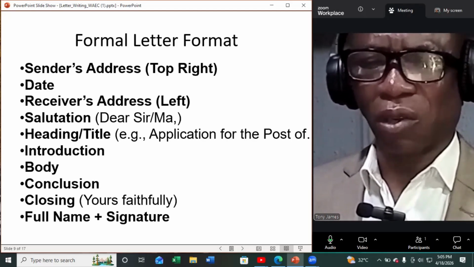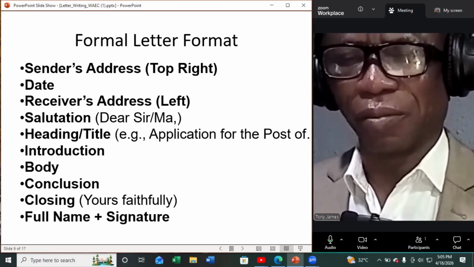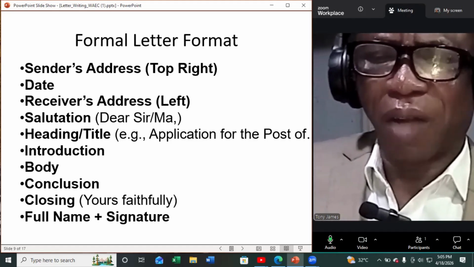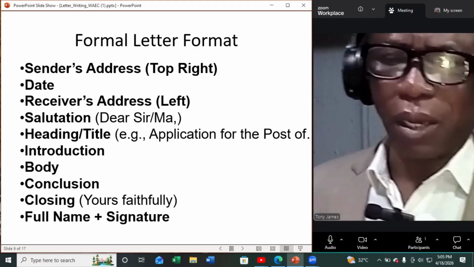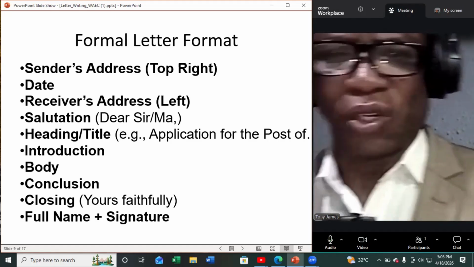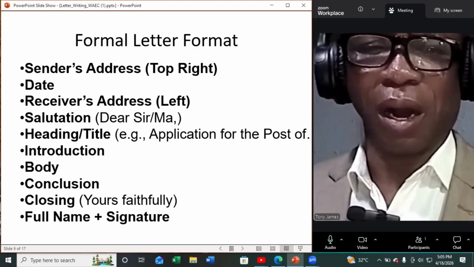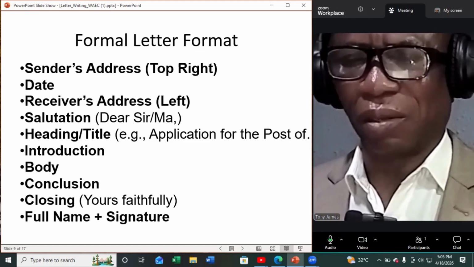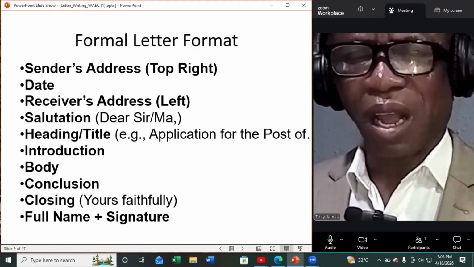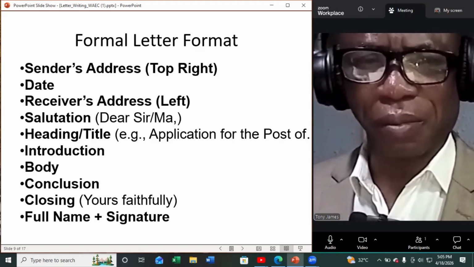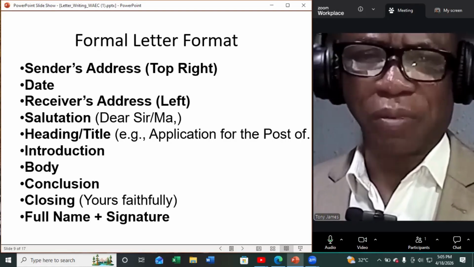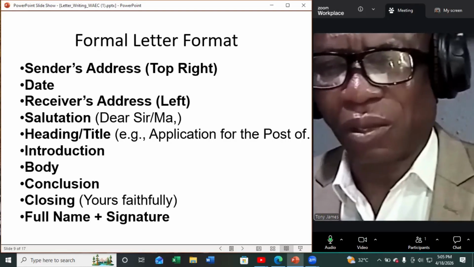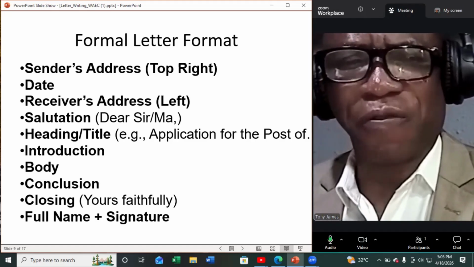Now let's look at the structure of the formal letter. We have at the top right corner the sender's address, just like we have it in the informal letter. At the top right corner, we have the sender's address. Then this sender's address has to be properly punctuated. There are two styles of writing the address of the writer under a formal letter.